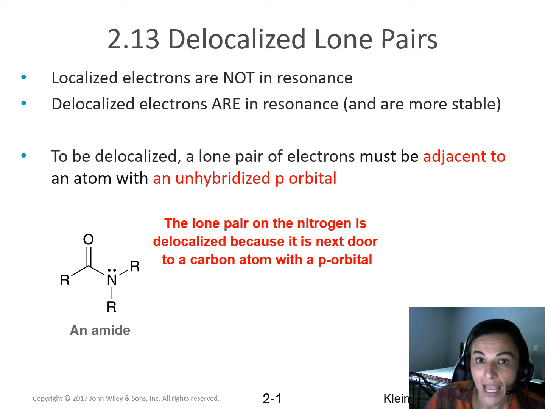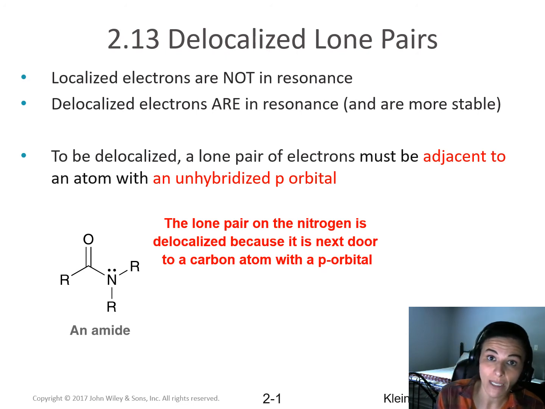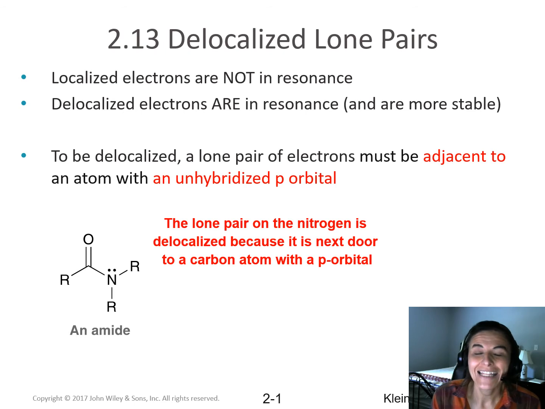If you see a lone pair that is not next to a p orbital, there is no way for it to be delocalized, and it is what we call localized. Now, this is where it gets tricky. Just because a lone pair is next to a p orbital, so an sp2 hybridized carbon or a carbon with a positive charge, that doesn't mean that it's automatically in resonance. There have to be a couple of other things true of it as well. But this is a real quick way for us to identify lone pairs that can't be in resonance.